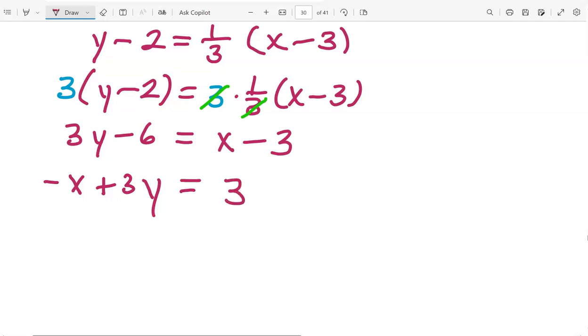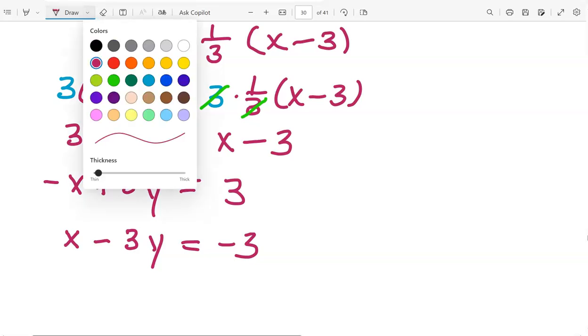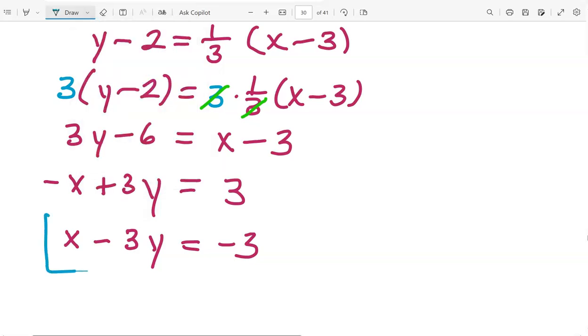-3 plus 6 is 3. And we're almost in standard form, but the coefficient of x is -1, so we need to multiply all terms through by -1 in order to have a positive coefficient for the x term.